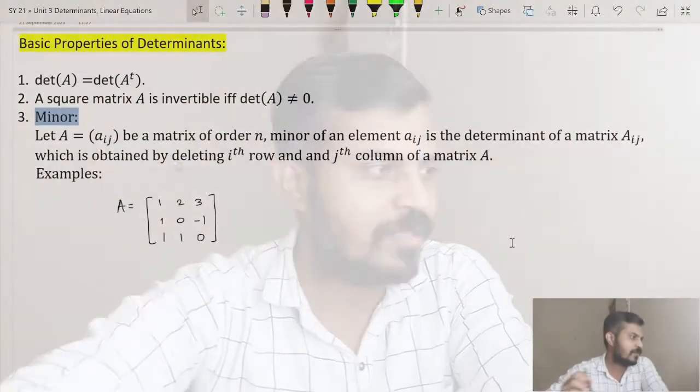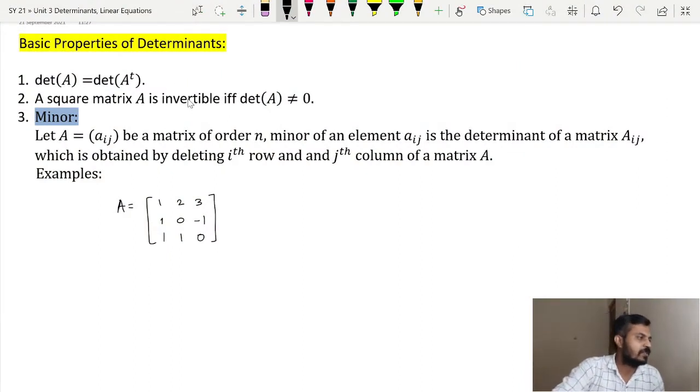Dear students, today we are going to see a few properties of determinants. So what are we waiting for? Let us start. The first property of determinants that we are going to study today is, just keep in mind that the determinant of A is always equal to the determinant of A transpose.